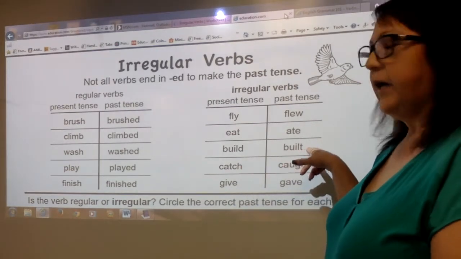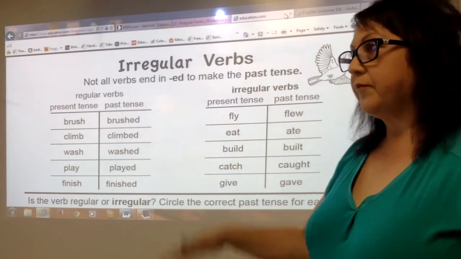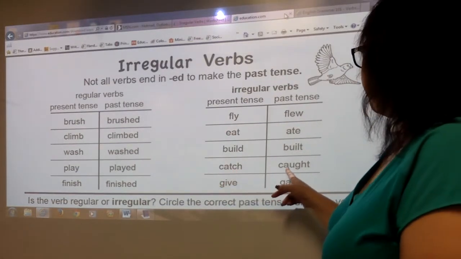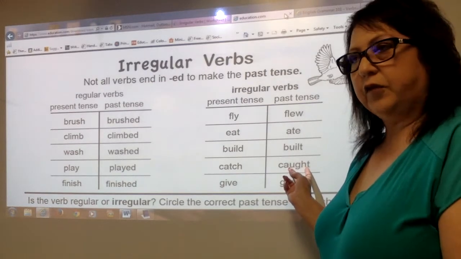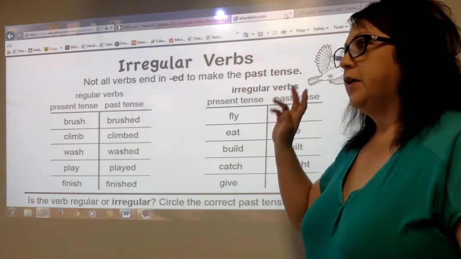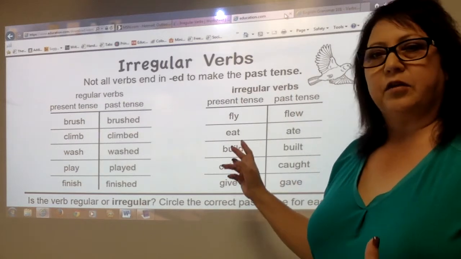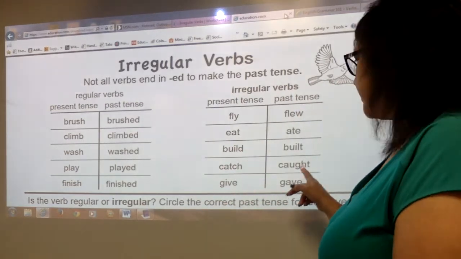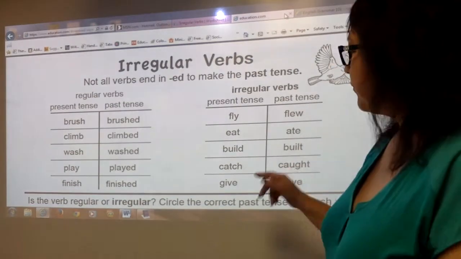I built a house on a hill. Next word, catch. Past tense is caught. Many of you use this. I caught the ball in the middle of this intense game. So you've used it before, but sometimes it's not always being spelt the right way.